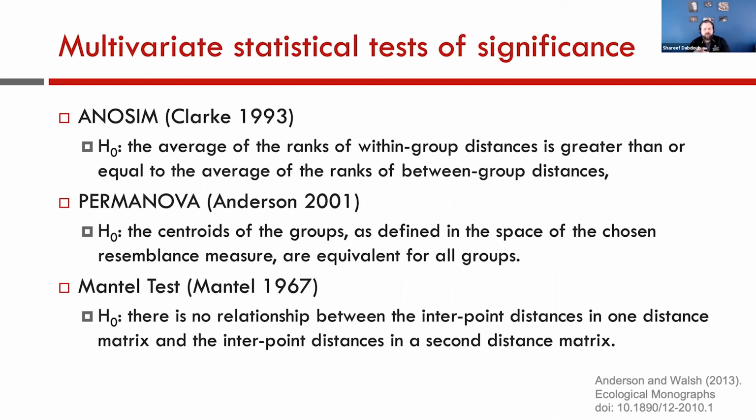Again, I kind of did this for PERMANOVA already, but for ANOSIM, the null hypothesis is that the average rank of the within group distances is greater than or equal to the average of the ranks of the between group distances. PERMANOVA is looking at group centroids, which is a little bit easier to visualize. And the null hypothesis for the Mantel test is that there is no relationship between the interpoint distances in one distance matrix and that of a second distance matrix.